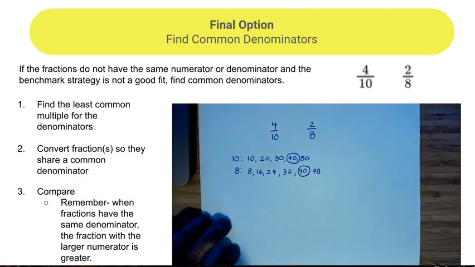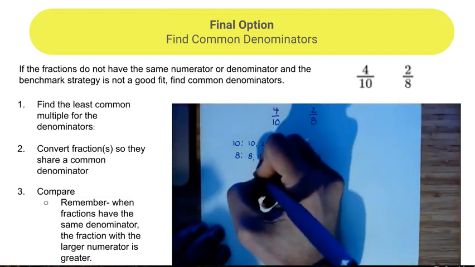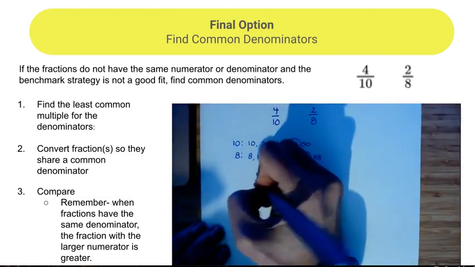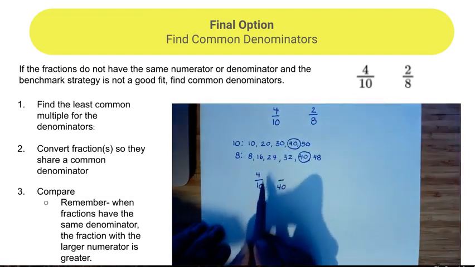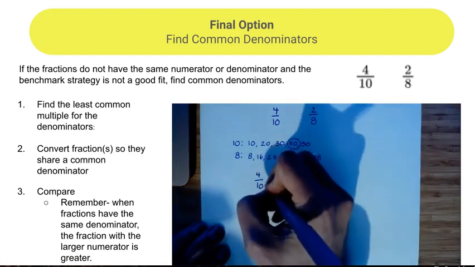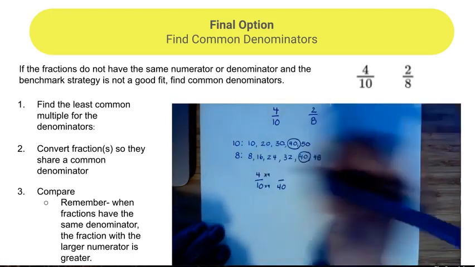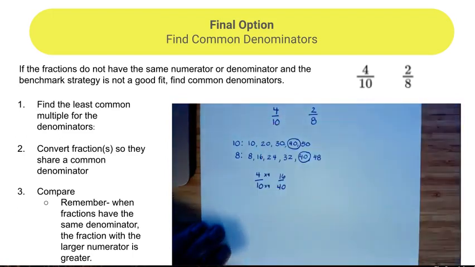In step 2, I need to convert my fractions so that they share a common denominator. So I will convert 4/10 so that it has a denominator of 40. I multiplied 10 by 1, 2, 3, 4. So I also need to multiply 4 by 4, and I should get 16.